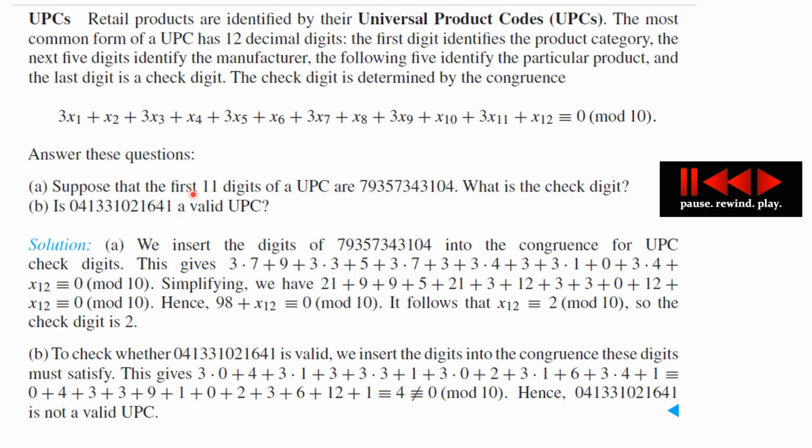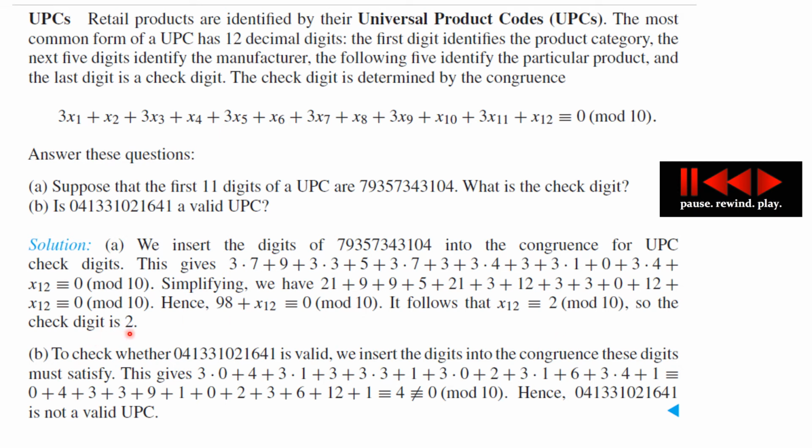Okay, so suppose the first 11 digits of a UPC code were this one. What is the check digit? And then the second one we ask, is this a valid UPC code? When we insert these numbers into the congruence, and again, you'd write a program since this is hard to do by hand, the calculation is congruent to 0 mod 10. So we find that it is congruent, and therefore it follows that the check digit is 2.